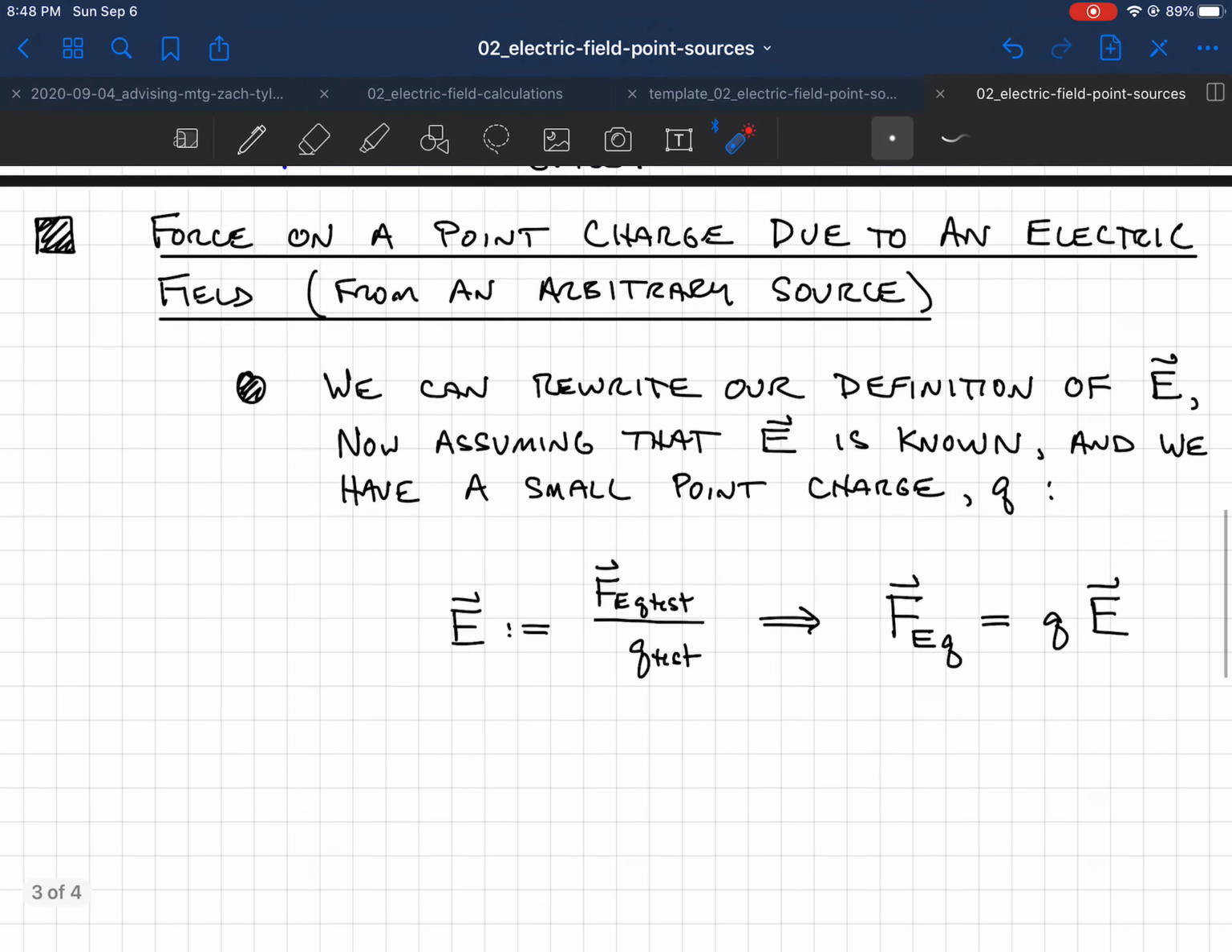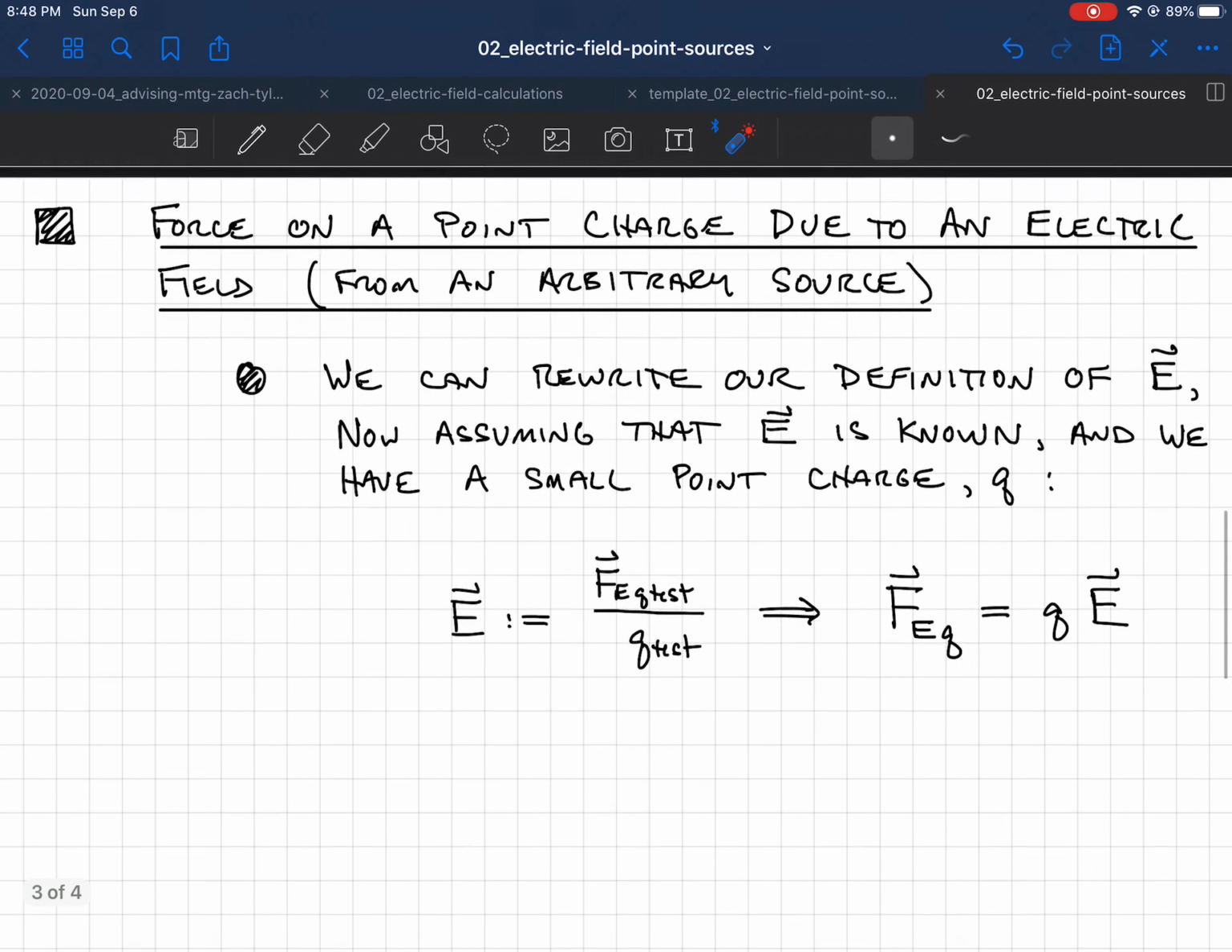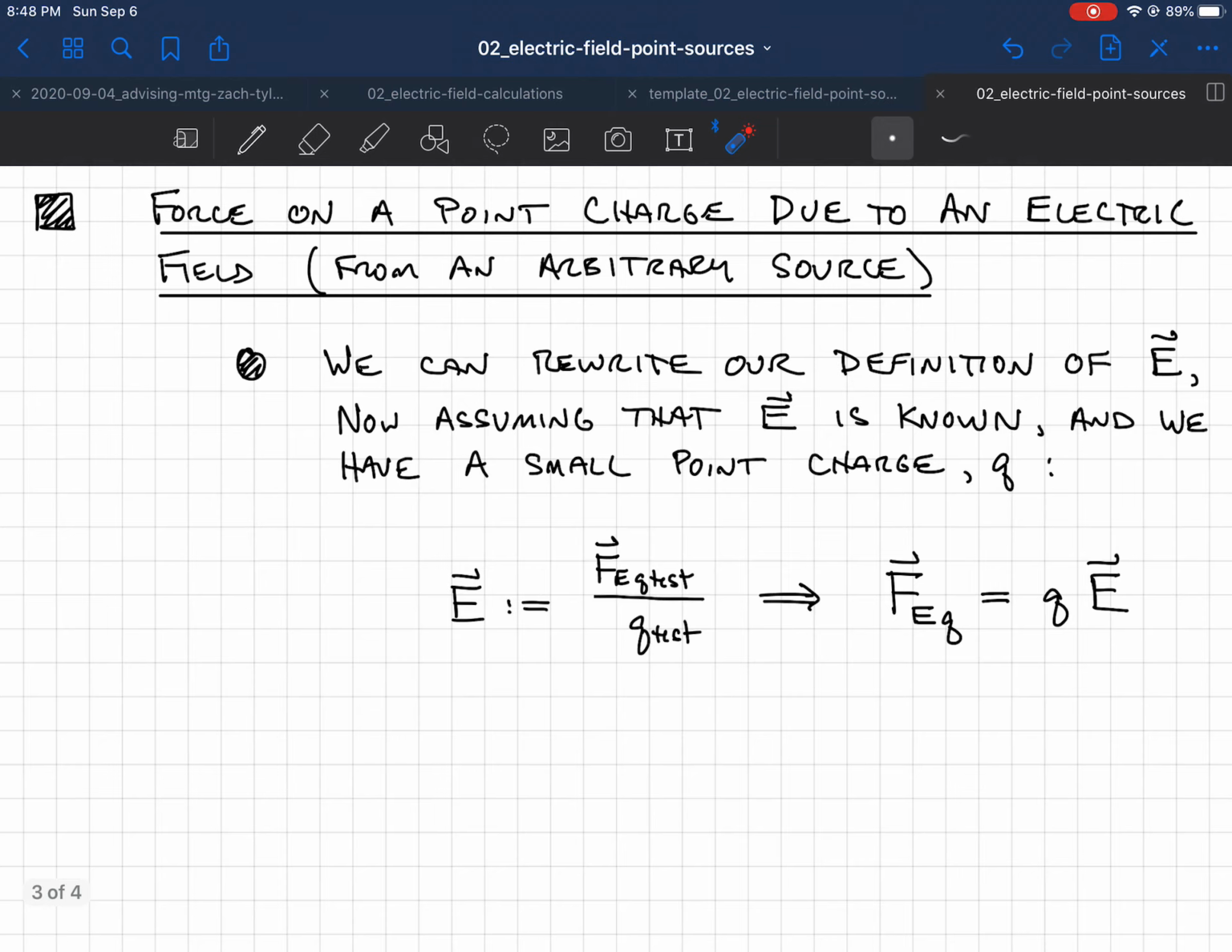So one last thing before we do the example, and that is the force on a point charge due to an electric field.